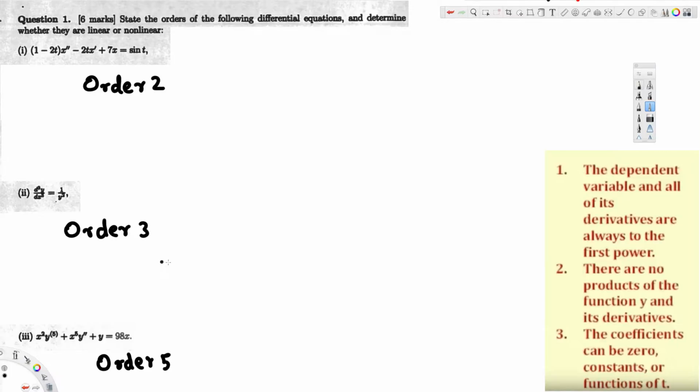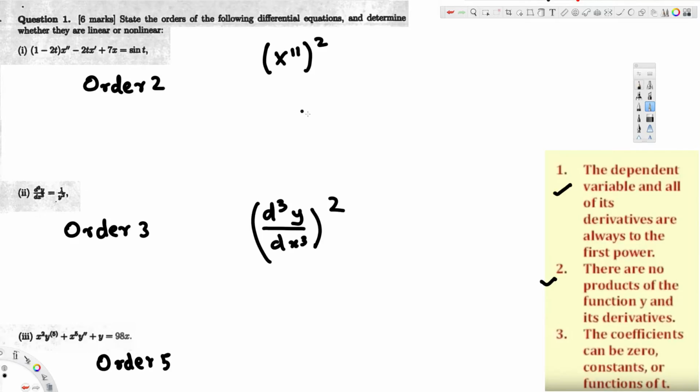Now to decide linear, you have to look at these two conditions. It shouldn't violate these two conditions, the first and second, right? The first one says the dependent variable and all of its derivatives are always to the first power. For example, if you have x double prime square, something like that, then it's non-linear. If you have d cube y dx cube square, this is non-linear, so it shouldn't happen in order to be linear.